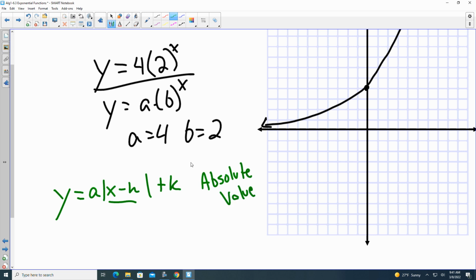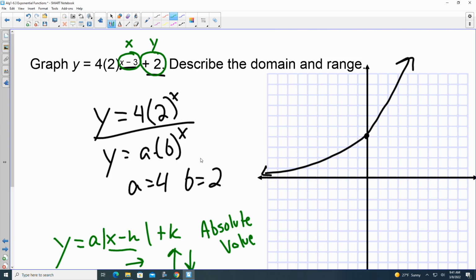The h dealt with the shifting either right or left, depending on what my value of h was, and k was up or down, depending on the value of k. Well, when you have that shift, it is going to be y is equal to a times b, and instead of it just being raised to the x power, it's going to be the x minus h power, and then you got a plus k. So this is the form that it would look like when you would have that particular shift.